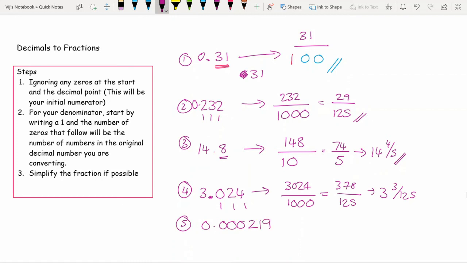The last example, let's just go for one where we've got a few zeros, so let's go for 0.000219. Here, as you can see, I'm going to write this number ignoring any zeros and the decimal point, in which I get 219. I write a 1, and I'm going to count how many numbers I've got after the decimal point. I've got 1, 2, 3, 4, 5, 6, so 6 zeros. And there is your final answer. I'm just going to double check to make sure that that doesn't simplify, which it doesn't. And so there is our final answer.